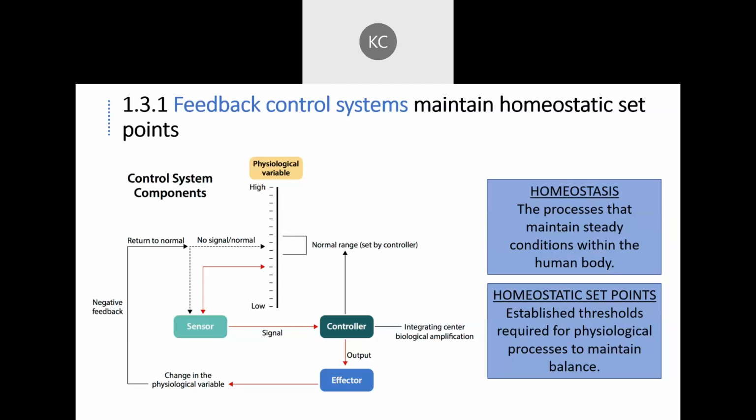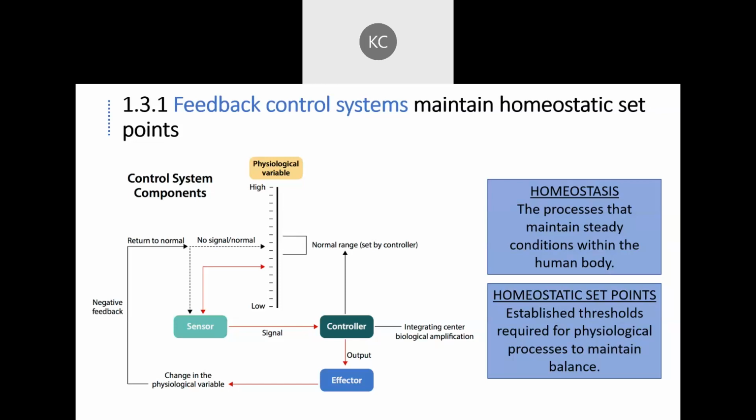If you're going for more education, you're going toward nursing or something like that, you're going to learn all these different set ranges for these different variables, right? So for glucose and sodium and potassium and calcium and all these different things. And so our goal is to keep those different things, glucose or sodium or whatever it may be, within a certain range. And a homeostatic set point is just an established threshold that allows us to continue physiologically functioning in a proper way.